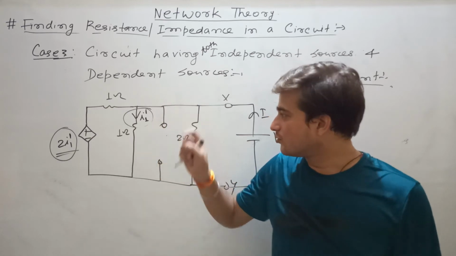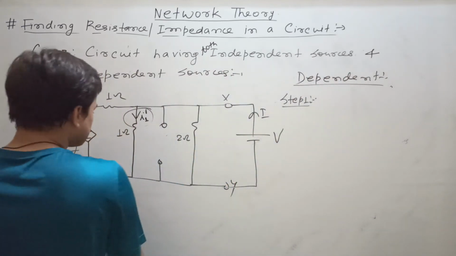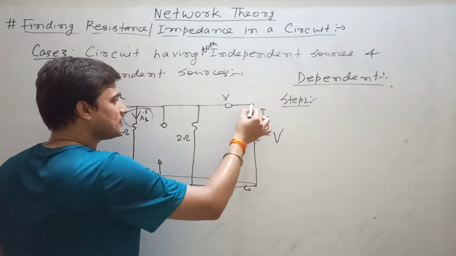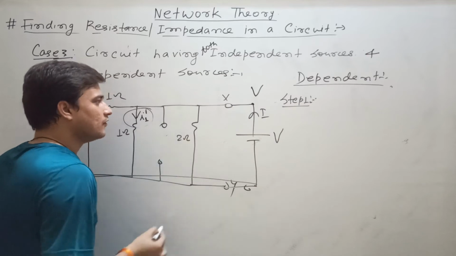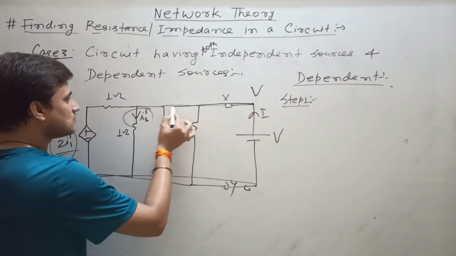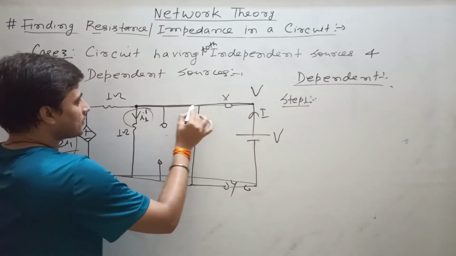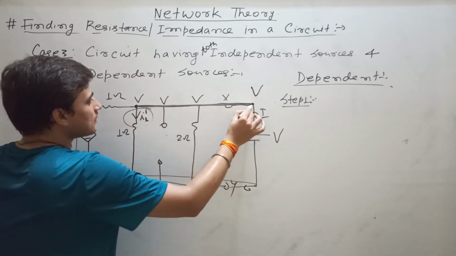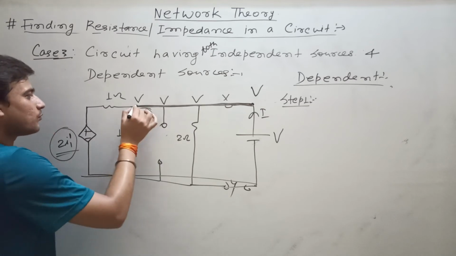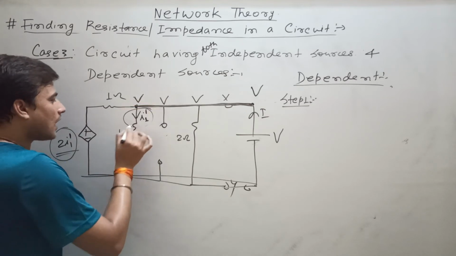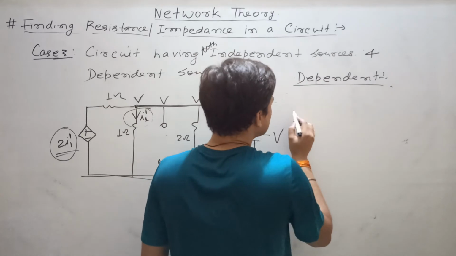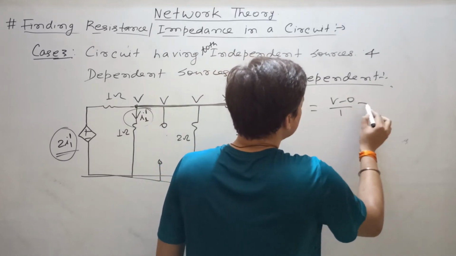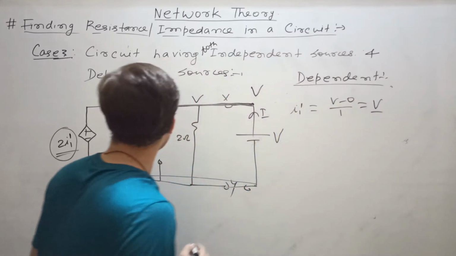If you are applying Ohm's law in this branch, here you see the potential is 0. Now if this terminal is 0, the rising potential of this node will be V. Now you see that this node is common up to this point. So the potential of all the nodes is V. These nodes are nothing but the same. So if the potential of this node is V, then I1 dash will be equal to (V minus 0) by 1, that means V. Clear?